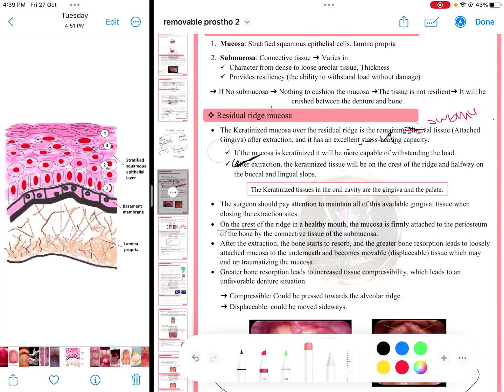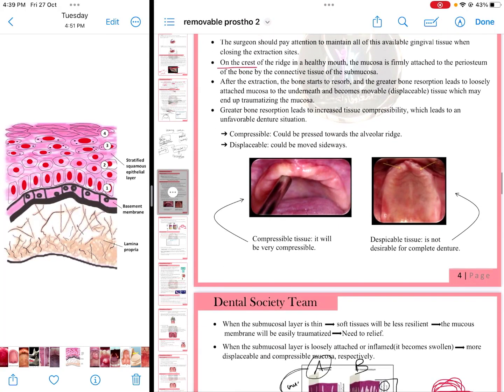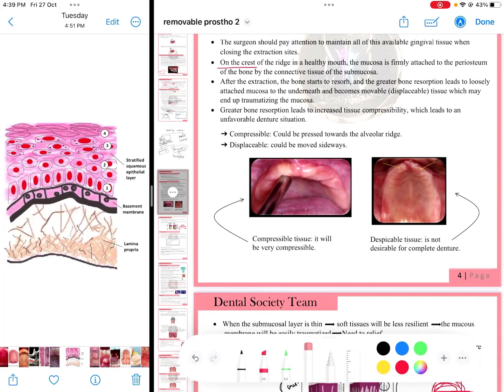Okay. Now, as we said, the resorption of the bone won't stop. It's a continuous process. So when the bone resorbs and resorbs and resorbs, what will happen? The mucosa will become thicker and thicker. So the mucosa will become loose. It will become loosely attached to the underlying bone and will become movable, displaceable. So that's why it will also be traumatized.